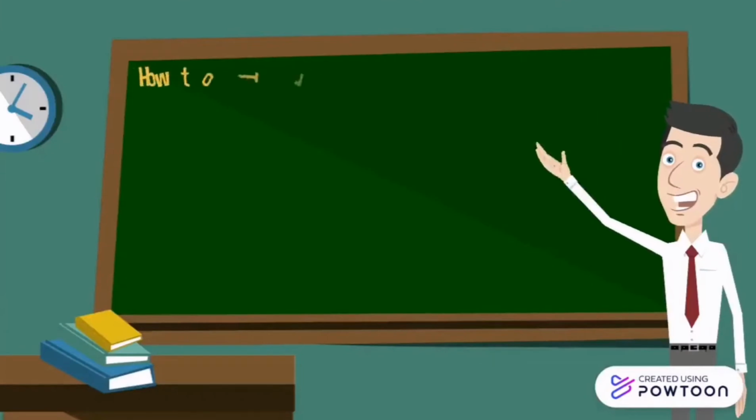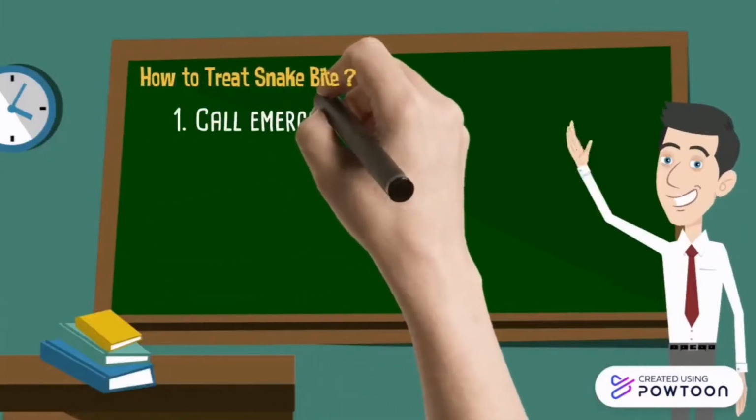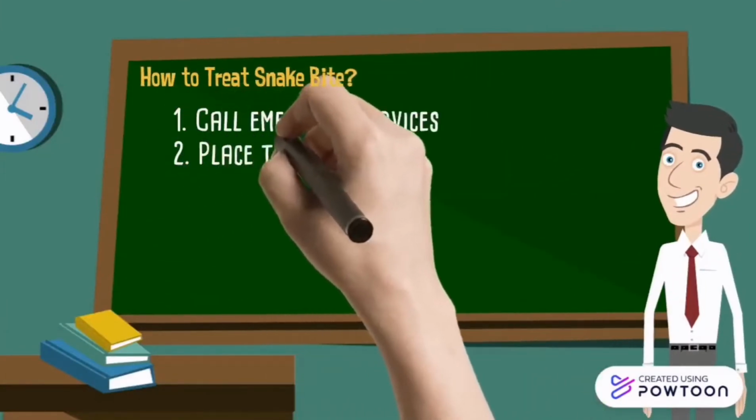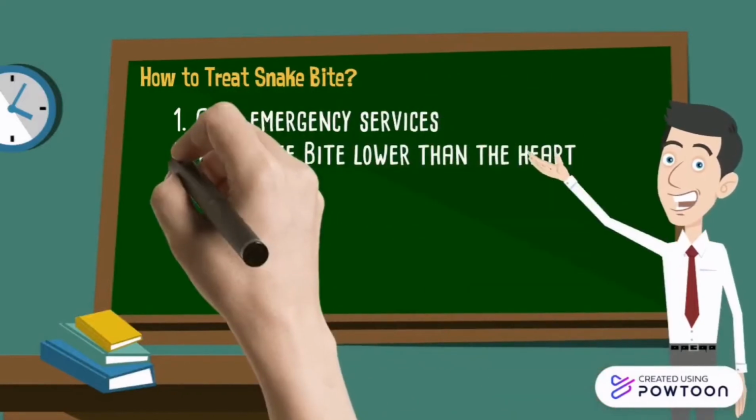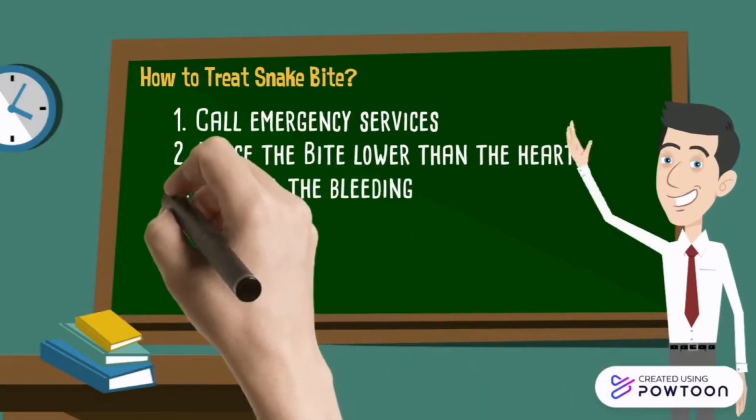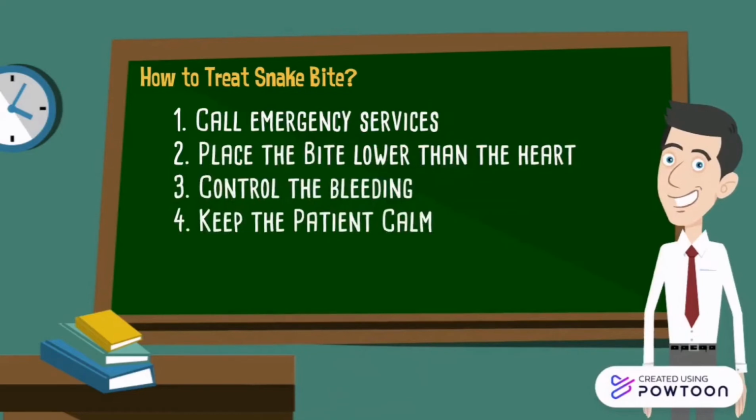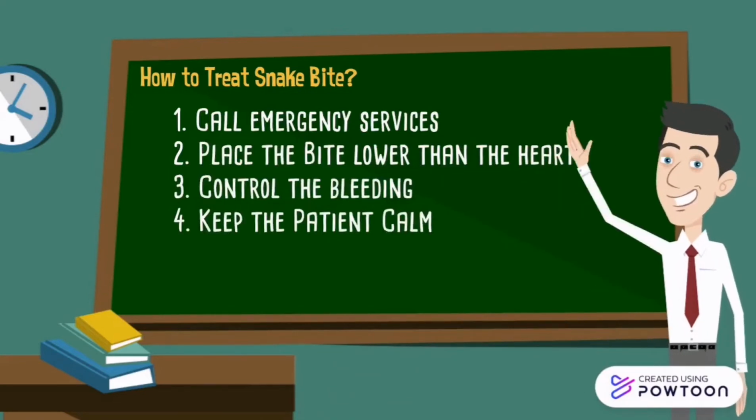How to treat the snake bite. First, call emergency services or the ambulance. Second, place the bite lower than the heart. Third, control the bleeding. And lastly, keep the patient calm.